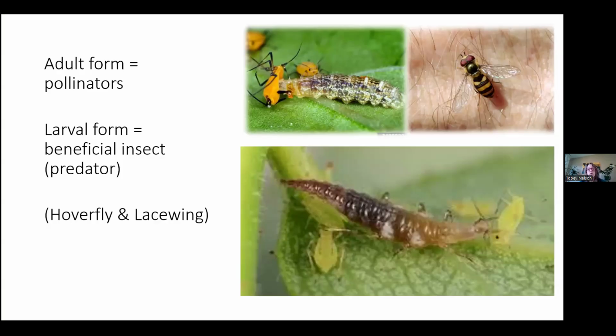Many of our pollinators are beneficial insects as well. And so, here I want to give the example of hoverflies and lacewings, where the larval form are really important predatory beneficial insects. And then they go on, the adult form is a really important pollinator. So that's something to think about, that we just want to respect that whole big life cycle.